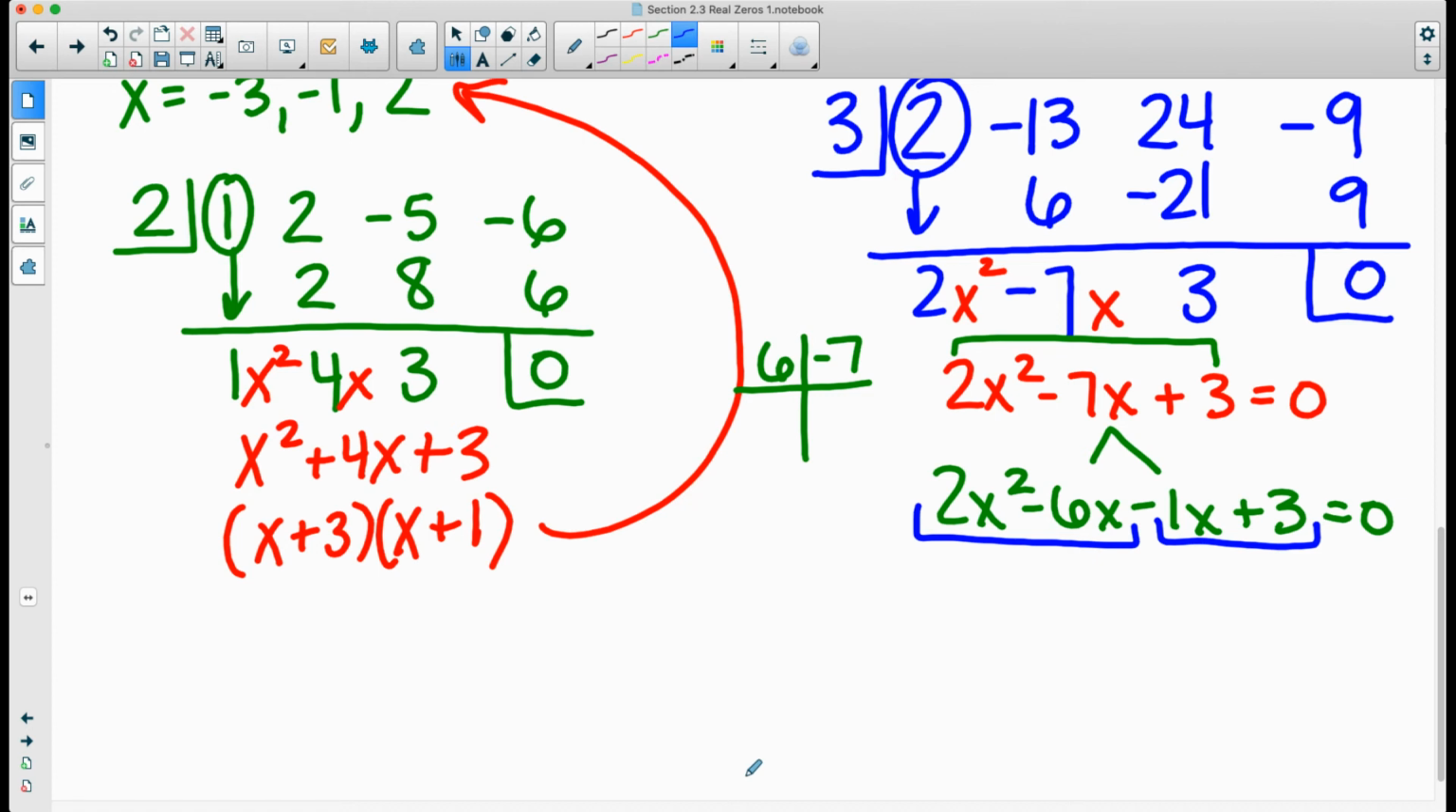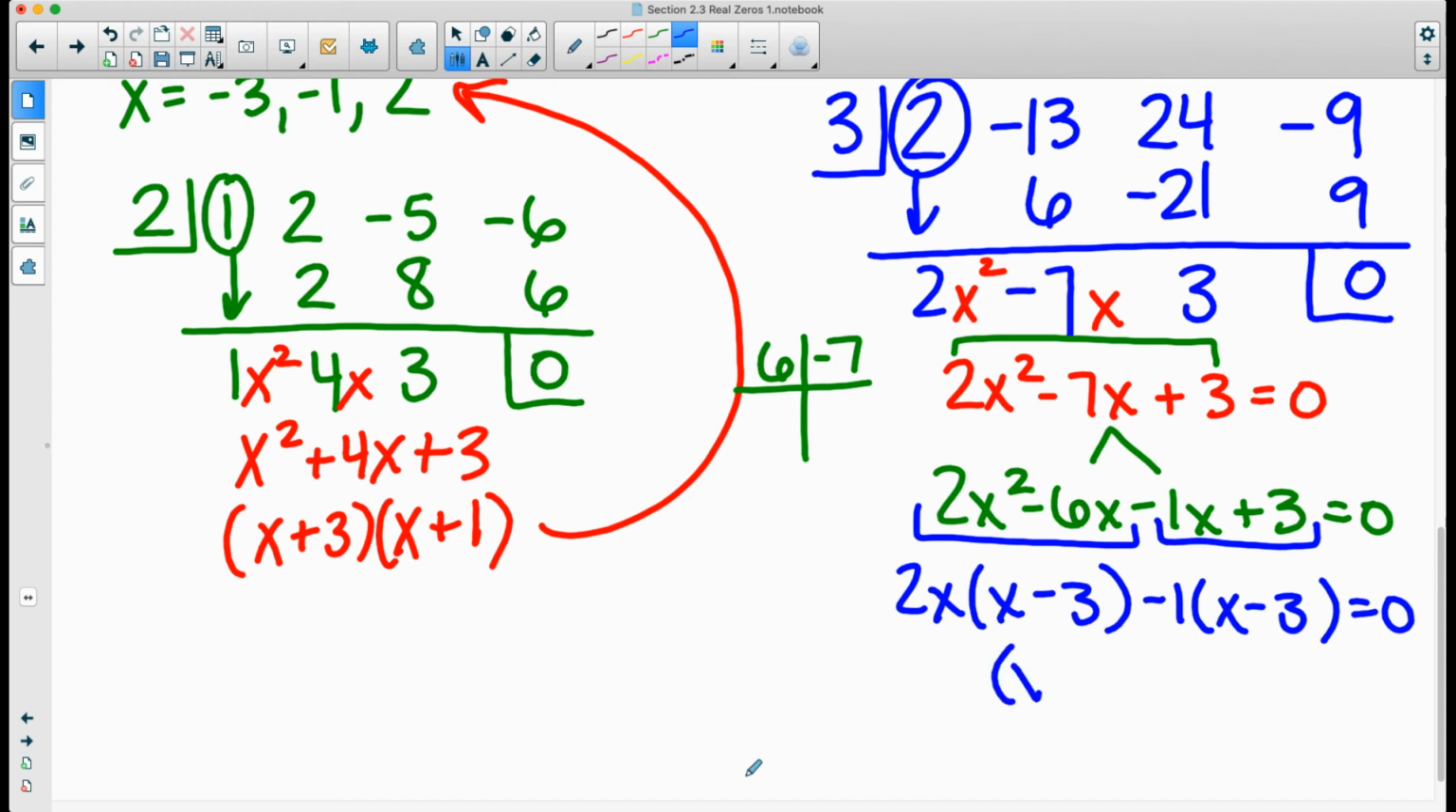Greatest common factor in the first set. 2x. When I divide that out, I get x minus 3. Greatest common factor in the next one. Negative 1, so I get x minus 3. So what do I see double of? x minus 3, and then 2x minus 1 is what's left when I take that away.